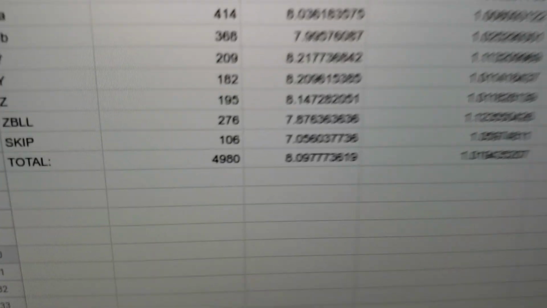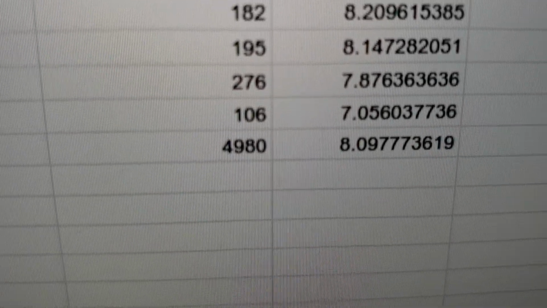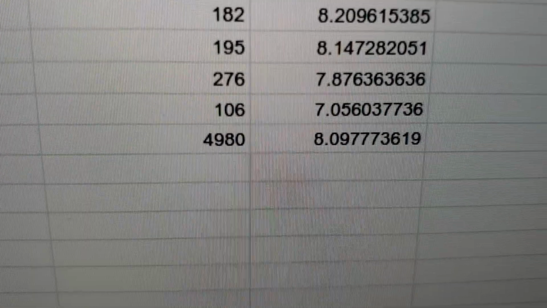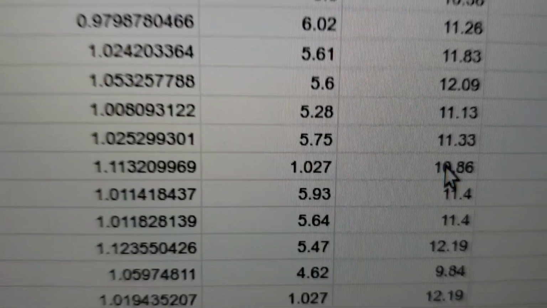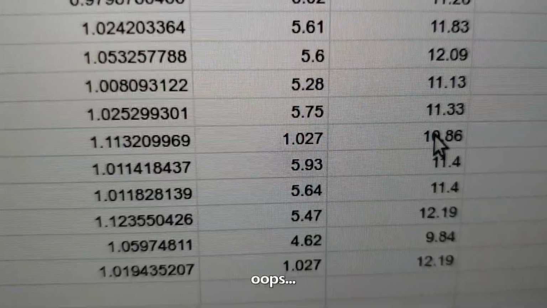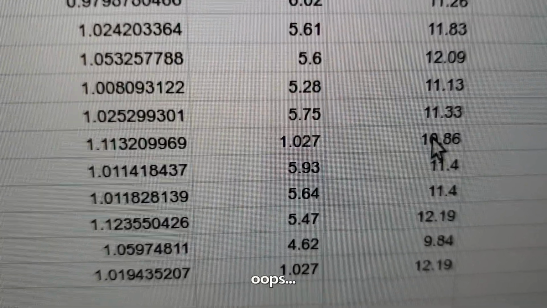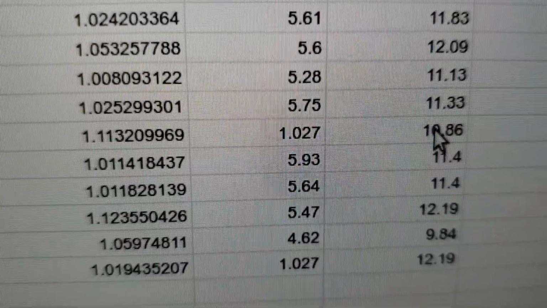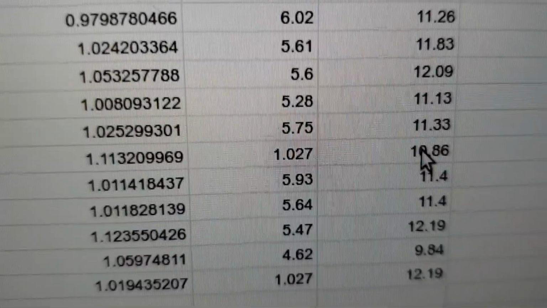Small note that apparently 20 of the solves were misentered with PLL, so I have a total of 4,980 to work from. And also apparently, what is this? Best solve time? Apparently I entered a 1.027 second solve, which is definitely incorrect, so I'll be figuring out what's happening with that so that we don't have some weird data points. So yeah, there may be a chance that some of these were misentered, but hopefully they're mostly accurate for the most part.